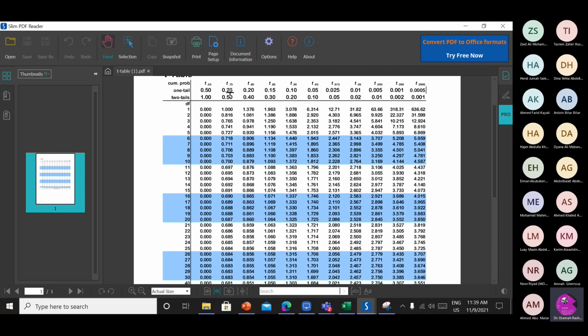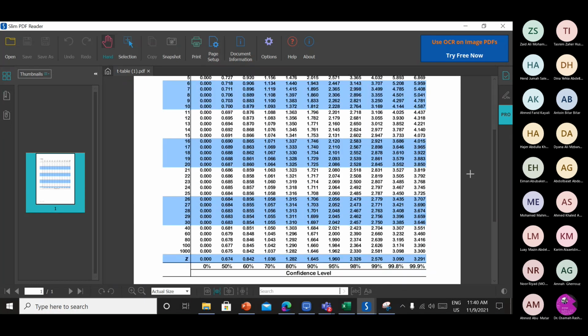Remember, this is one tail, two tail, 50%. One tail 0.25. So this is the one I'm looking for, right? Okay. So T is what? Where is the 49? You don't have 49 in this table. So you have 40 and 60.